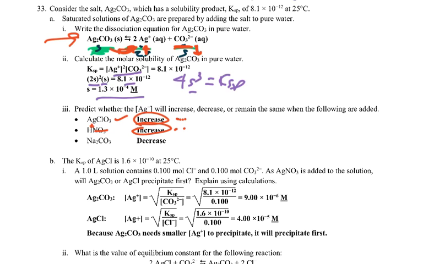The last one, sodium carbonate. We don't care about the sodium, that's a spectator, but the carbonate, if we increase the carbonate ion concentration, it's going to shift things to the left, and if it shifts to the left, that's going to reduce our silver ion. So here we have silver ion going down, and that's what those three things are going to do.